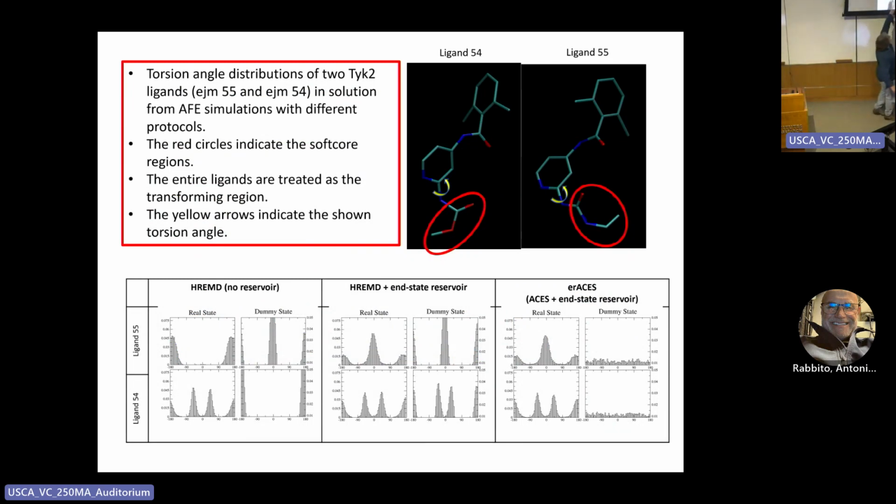This is what some different profiles look like in the real state, using one of Tandem AI's force fields. This is the dummy state. Notice that this just means we're in a conformational trap. Here's what happens with reservoirs. You get the right distribution, but here's the dummy state. You still have traps. Here's what it looks like with ACES. Again, you get the right state and you get sort of uniform sampling along that.